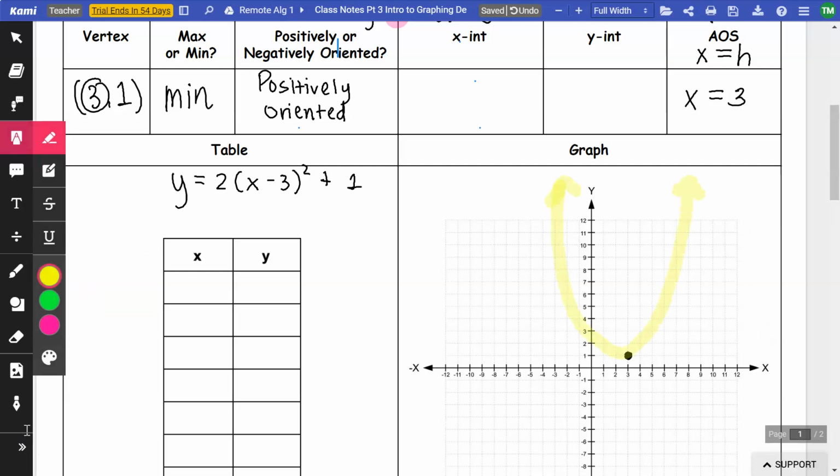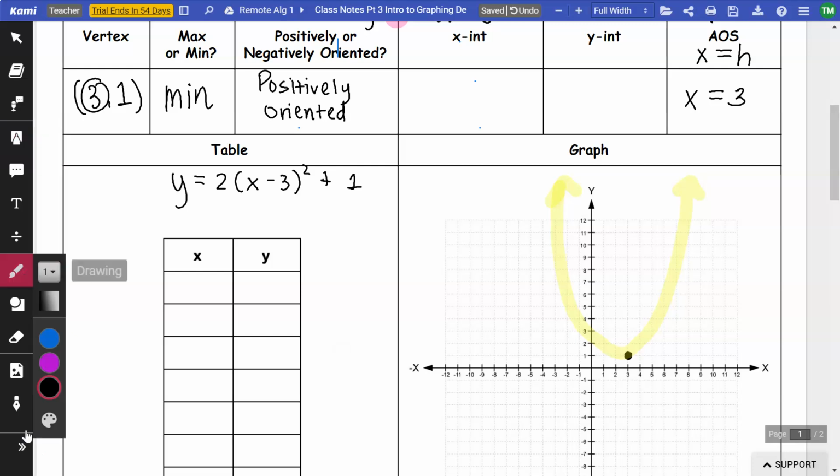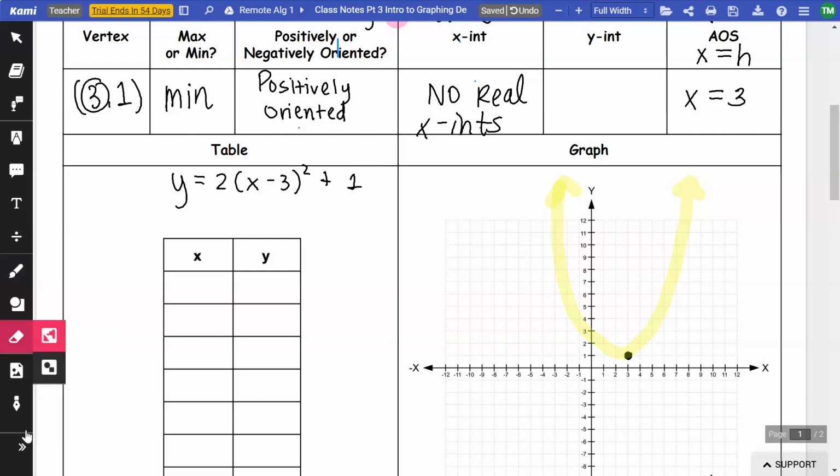If it's face up and its vertex is above the x-axis, is this parabola actually going to hit the x-axis? No, it's not. So because of that, we actually know that we don't have any x-intercepts. Or I should say no real x-intercepts. Our x-intercepts are imaginary in this case. But we will have a y-intercept, and we can figure out what the y-intercept is.